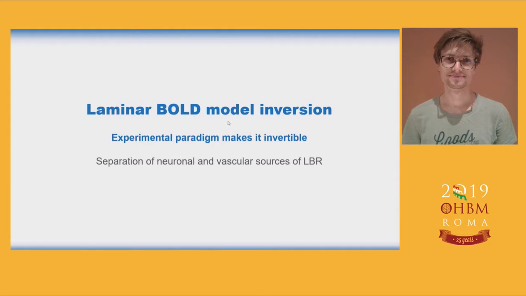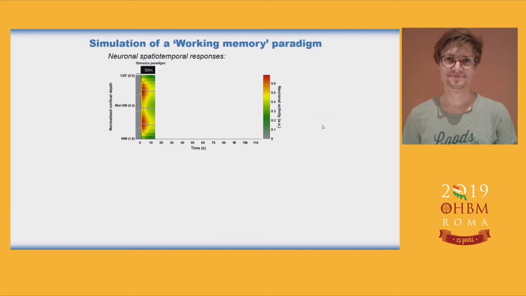In the remaining time of the talk, I will be focusing on how we can invert such a laminar BOLD model, and especially emphasize the experimental paradigm that makes this model invertible, which means that we can quite uniquely separate neuronal and vascular sources of the laminar BOLD response. We have simulated the spatial temporal dependence of neuronal response that could appear during a working memory paradigm. These simulations were closely inspired by the work of Emily Finn, who is right now presenting her work in the session on learning and memory.